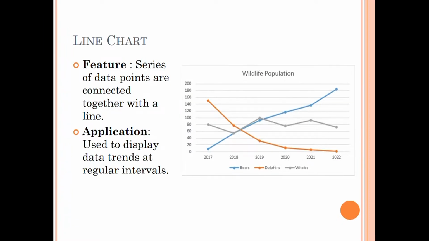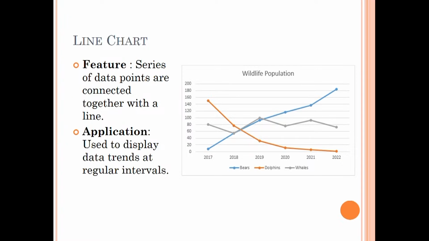Then next we have a line chart. So the feature of the line chart is that the series of data points are connected together with a line. The application of the line chart is that it is used to display data trends at regular intervals. As you can see, each corresponding line has different values for different intervals. So it is used to display a certain trend at regular intervals.